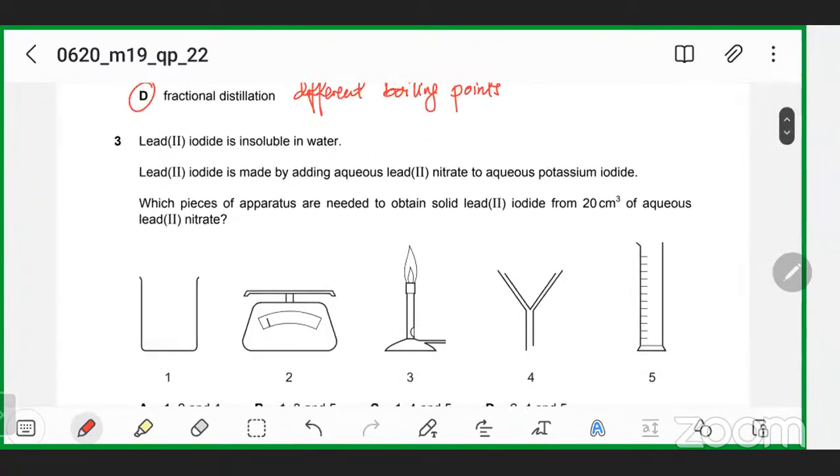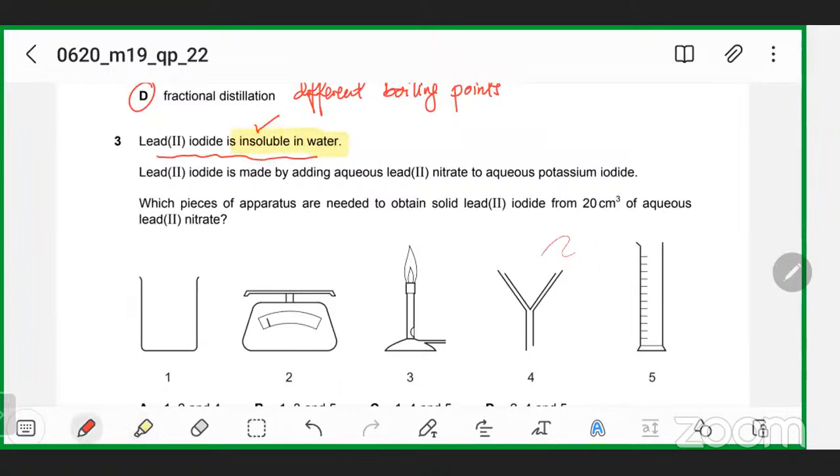The next one: lead 2 iodide is insoluble. It's made by adding aqueous lead 2 nitrate to aqueous potassium iodide. He's mixing two things which are aqueous, and he forms something that's insoluble. Which pieces of apparatus are needed to obtain solid lead 2 iodide? Remember, insoluble. So what piece of apparatus would be used? Filter funnel.